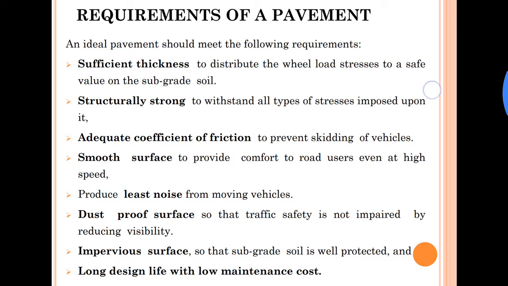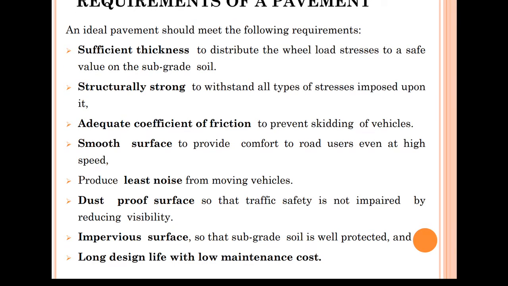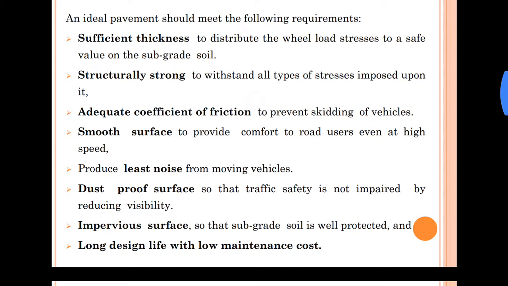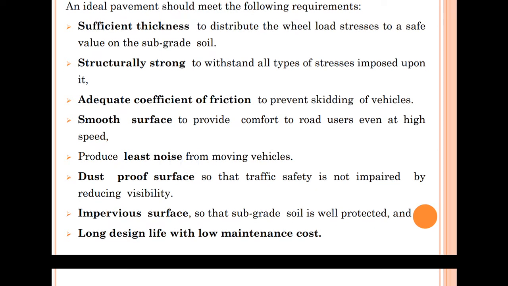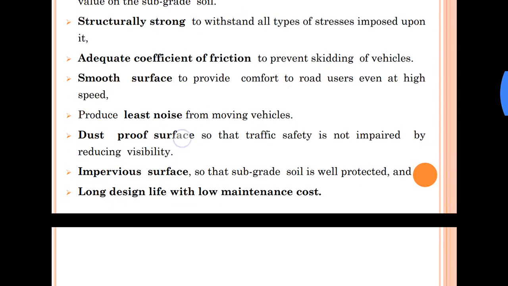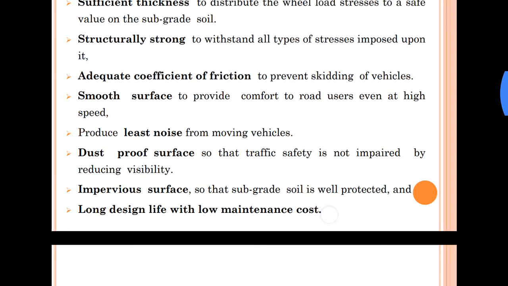Then what are the requirements of a pavement? Okay. This is the requirements of an ideal pavement. An ideal pavement should meet the following requirements. It should have sufficient thickness, it should be structurally strong, adequate coefficient of friction, it should possess a smooth surface, it should produce least noise, dust proof surface, impervious surface, and long design life with low maintenance cost.